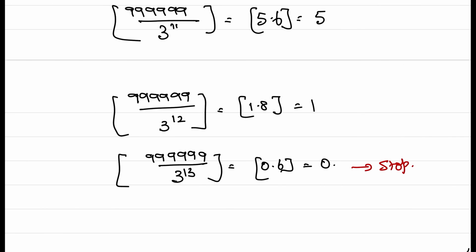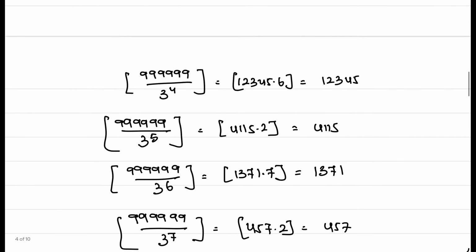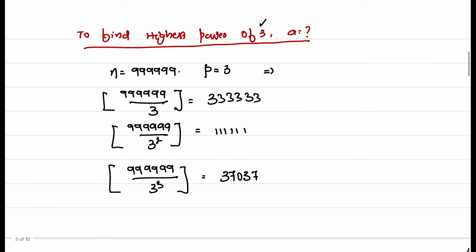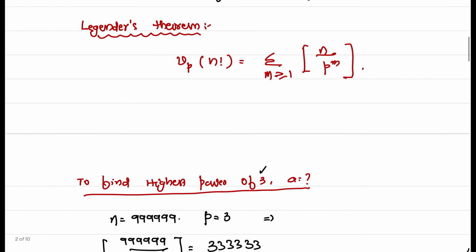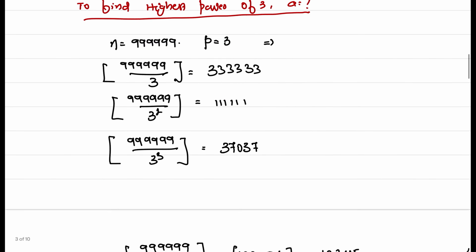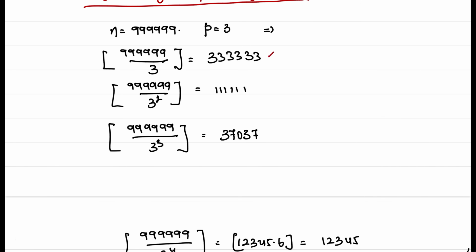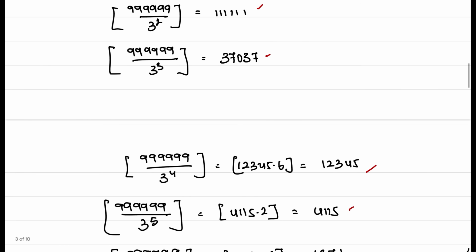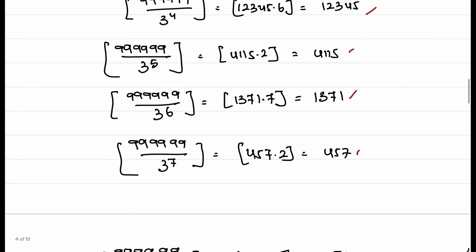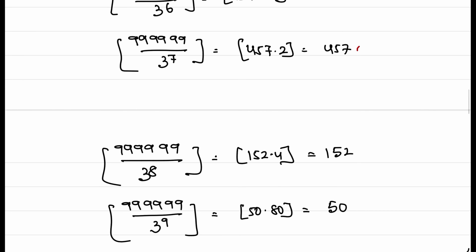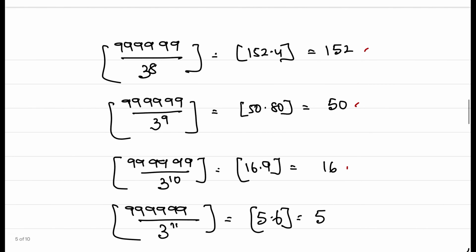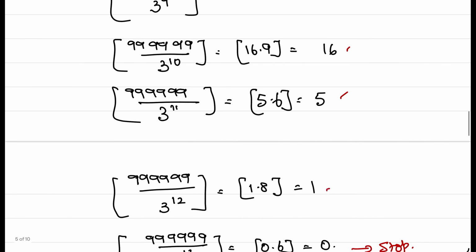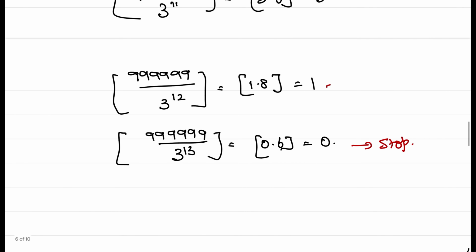Then you add all these values, whatever you have got, because it is sum of n by p to the power of m. This value, this value, this value, this value, this value, this value, this value, this value, this value, this and this. Therefore, what is the summation?